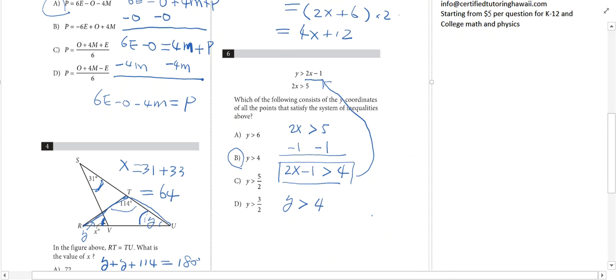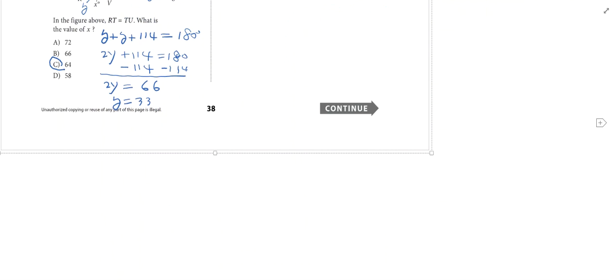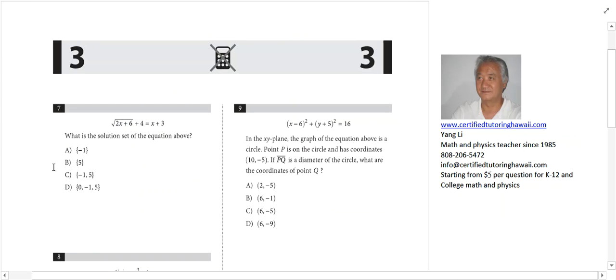Let's move on. We go to the next page, number 7. Okay? Number 7. They have the square root of 2x plus 6, plus 4, equals x plus 3. What is the solution set of the equation above?